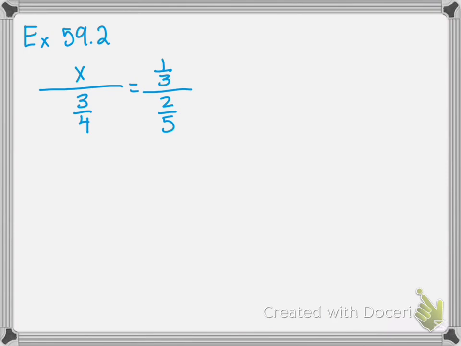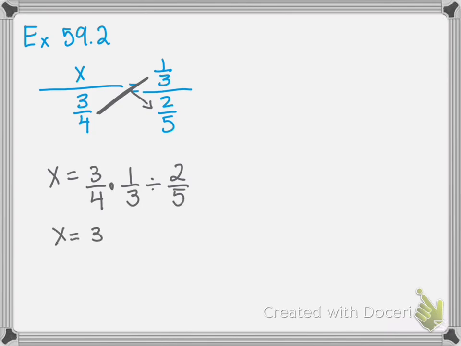We're going to do the same. The two that are across from each other, we're going to have here multiplying. So 3/4 times 1/3. And then the one that is across from the x is the one that is going to be dividing. So divided by 2/5. And again, before we continue, we're going to rewrite everything. And the division sign, we're going to change it to a multiplication and then write the reciprocal of this fraction.